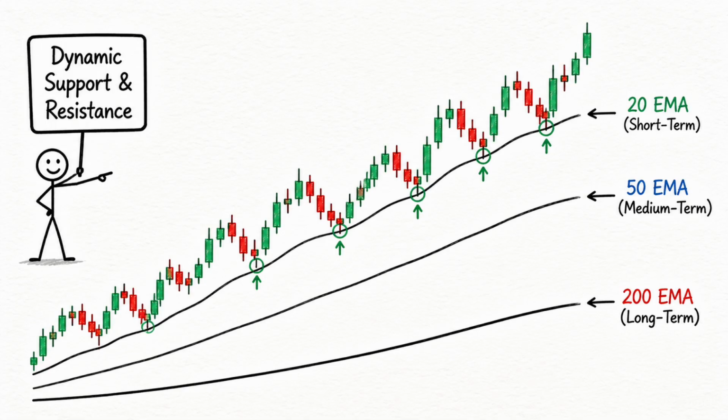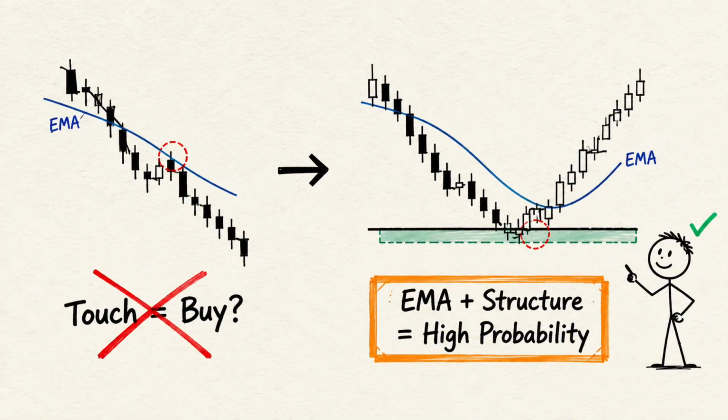The 20 EMA can help traders visualize shorter-term momentum. The 50 EMA can provide a medium-term reference. And the 200 EMA is widely watched for longer-term trend context. Price can repeatedly react around these moving averages during strong trends.